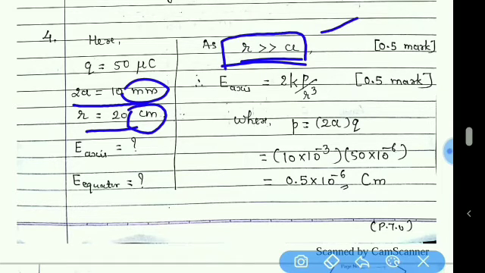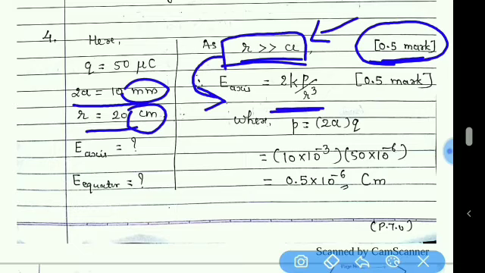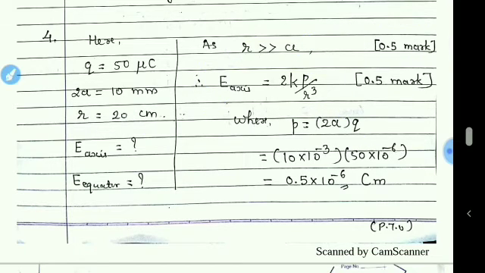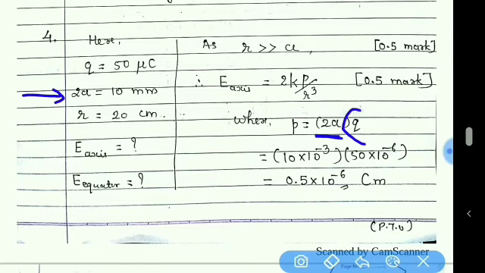So if you have written this condition, then you can expect 0.5 marks, and if you have not mentioned this condition, then you can lose 0.5 marks. Now if this condition is there, then directly we can use this formula 2kp upon r cube, where this p is an electric dipole moment and its formula is twice of A into Q. Now here 2A is given, and charge Q is also given, which is 50 microcoulomb.